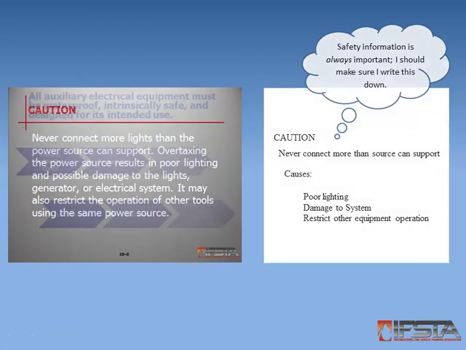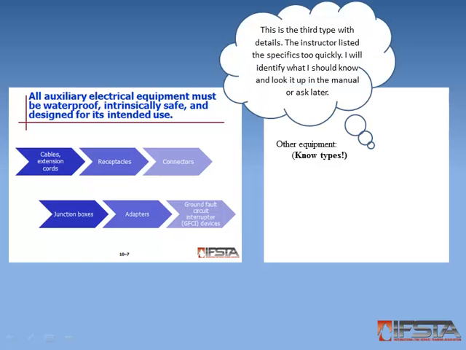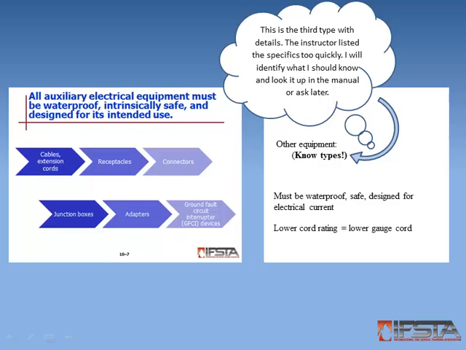Auxiliary electrical equipment. This may consist of electrical cables, extension cords, receptacles, connectors, junction boxes, adapters. All of these will have ground fault circuit interrupters or GFCI devices on them. These must be waterproof, safe, and designed for the amount of electrical current intended for them to carry. The lower the wire gauge number of the electrical cord, the more electricity can be carried by this equipment. So you need to remember that the type of cord you're using determines how much electricity you'll be able to use at the end of it.